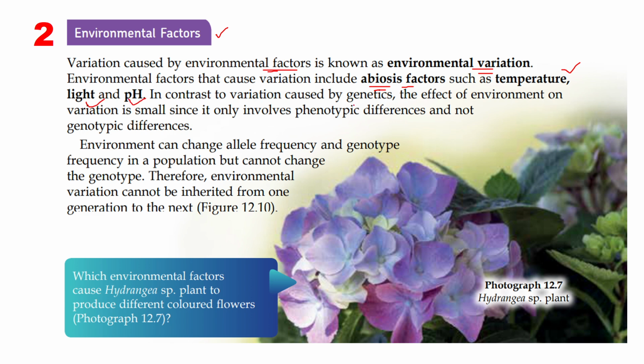So in contrast to variation caused by genetics, the effect of environment on variation is small, since it only involves phenotypic differences. Phenotypic, that means what we can see from external, and it's not genotypic differences. Environment can change the allele frequency and also the genotype frequency in a population, but it cannot change the genotype. Therefore, environmental variation cannot be inherited from one generation to the other.